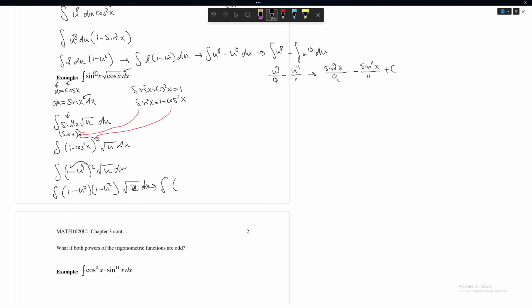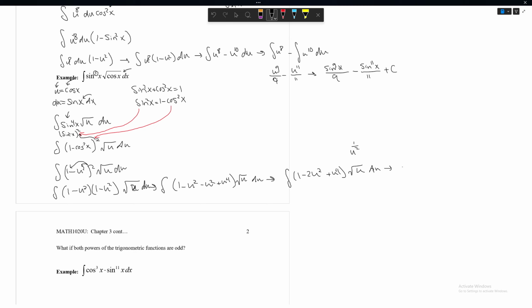All right, and now when we FOIL, we'll get 1. And then 1 times u squared, which is minus u squared, minus u squared again, and times this, you get plus u to the 4. And we still have our square root u du. Now if we keep going, this becomes the integral of 1 minus 2u squared plus u to the 4. I'm just simplifying here, nothing too special. And now I can multiply this in. The square root of u is the same thing as u to the 1 over 2.